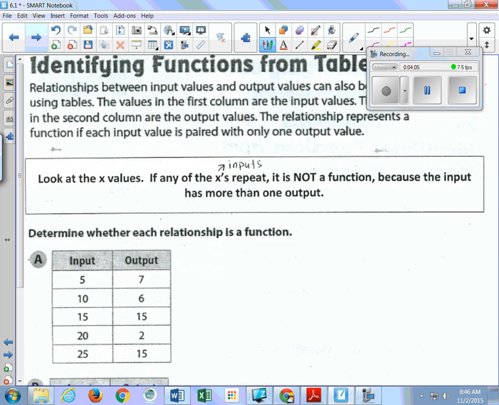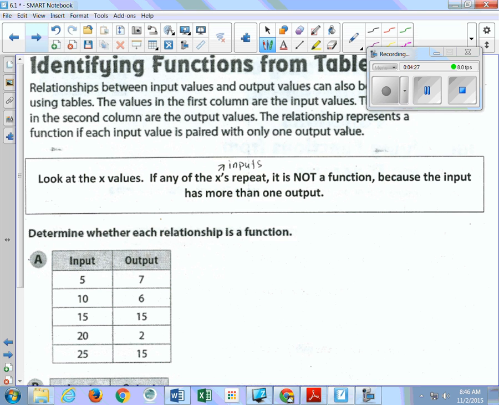It says identifying functions from tables. Relationships between input values and output values can also be represented using tables. The values in the first column are the input values. The values in the second column are the output values. The relationship represents a function if each input value is paired with only one output value.